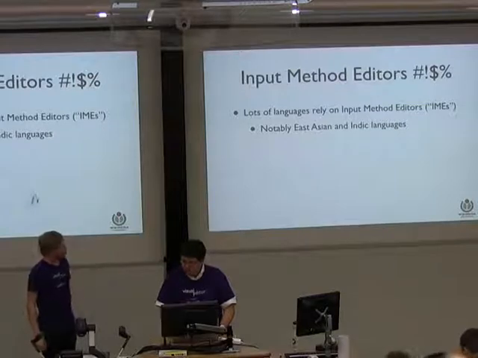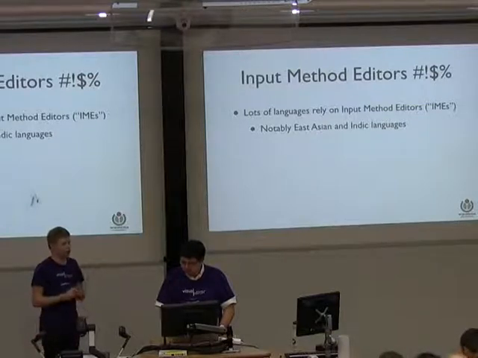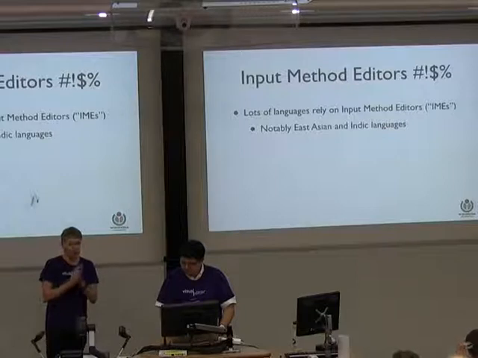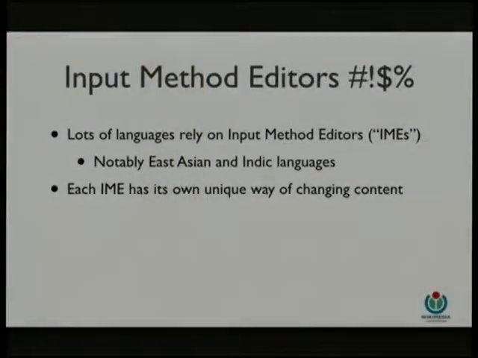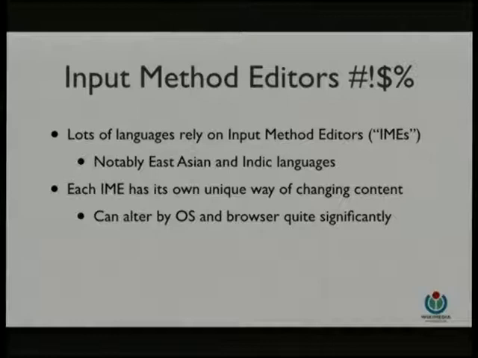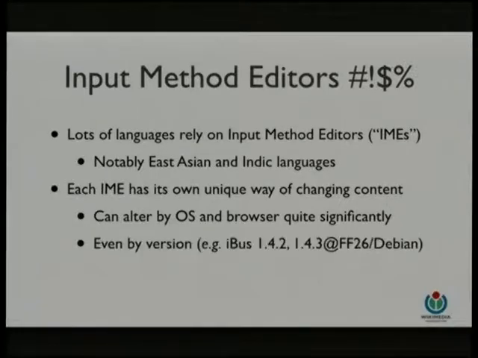So the main problem with IMEs for us is that each IME has its own unique special snowflake way of changing the content in the contenteditable surface and emitting events that tell you what happened. These event patterns can differ by operating system and by browser quite a lot. They can also differ by minor version of the IME implementation.